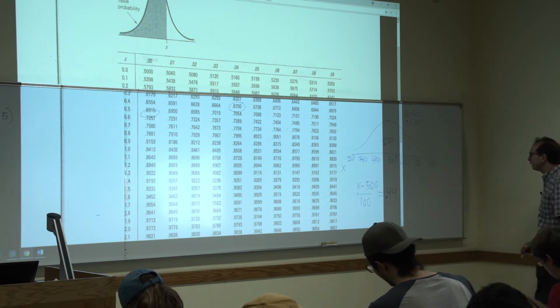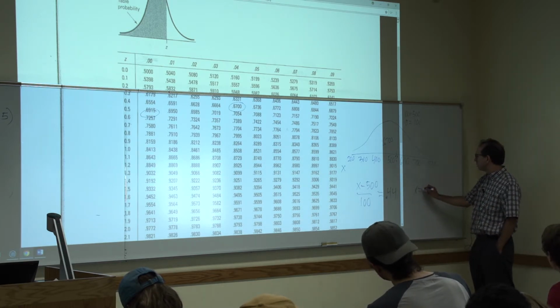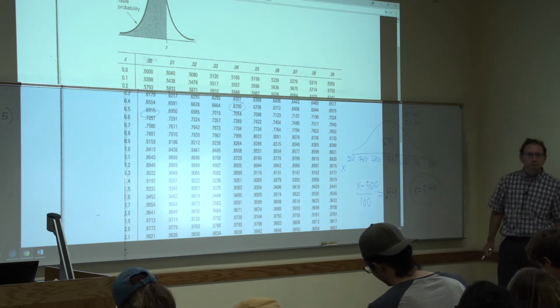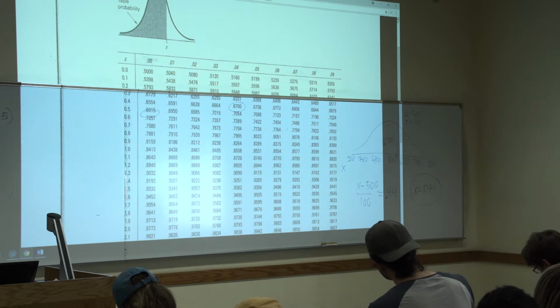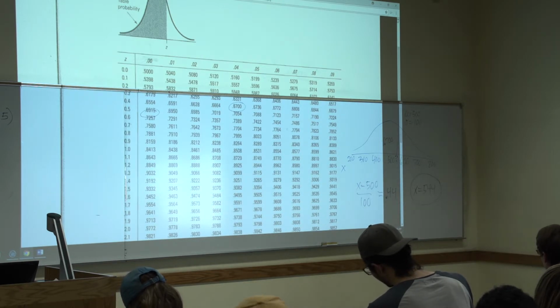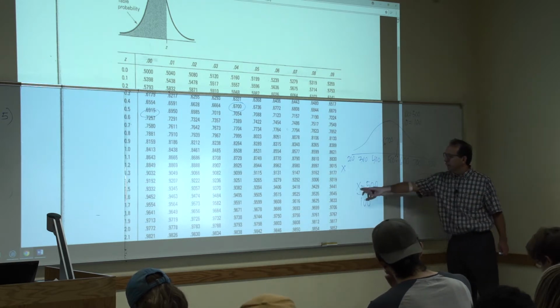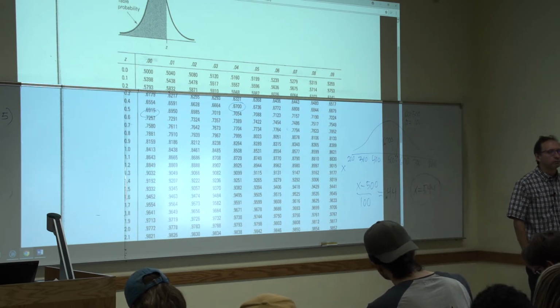And then if you do that, what do you get? 544. Does that make sense to you? So there we kind of worked backwards. We got our z-score and then worked backward to get what the x value was. Does that make sense?